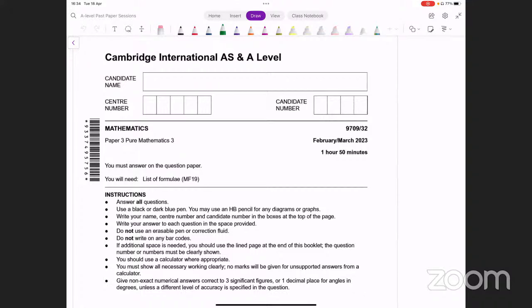So today we are going to start with this paper, March 2023, paper 3, variant 2. We're going to solve this completely, inshallah, in the next couple of hours. We already did S1 and P1 in the last few days. We did S1 yesterday and P1 Saturday. We'll be doing M1 tomorrow as well.